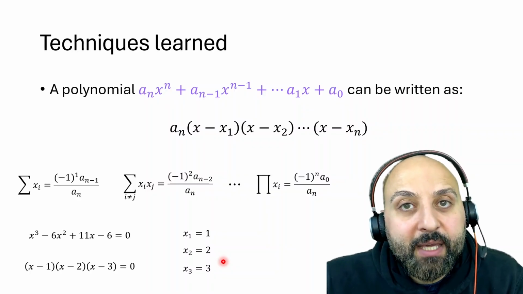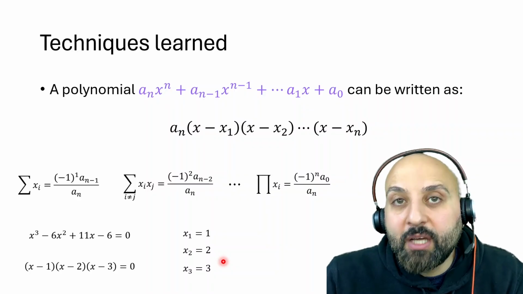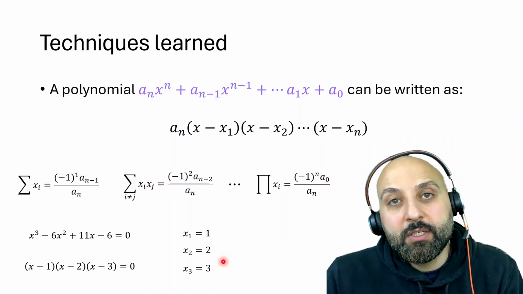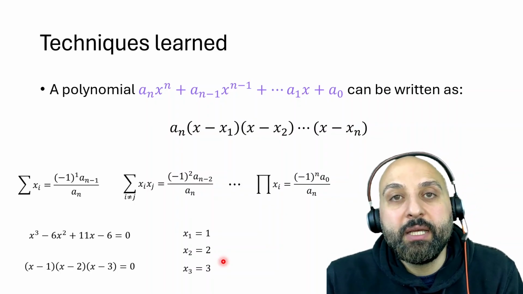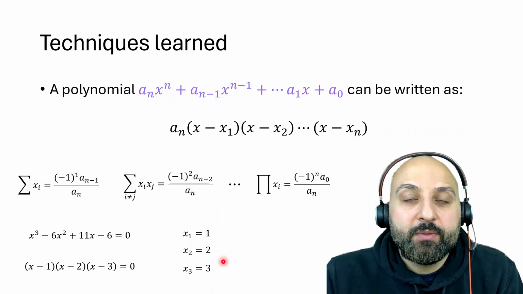Based on these rules that we have, sometimes we can solve certain types of exercises where the summation of roots is equal to minus a_(n-1) divided by a_n, or the multiplication of all roots is equal to a0 times (minus 1)^n divided by a_n.